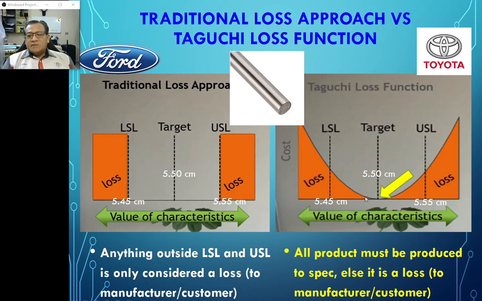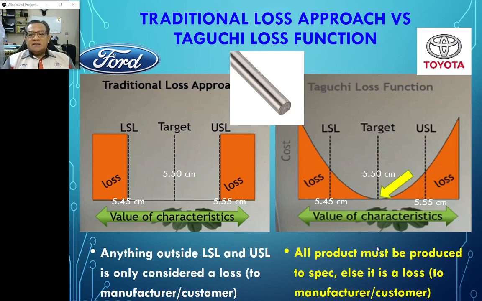Even a deviation as small as 5.48 is still considered a loss to the customer. If it is slightly bigger, it is still considered a loss. So the loss to the customer is still measured, even though it deviates slightly. Whereas in the older approach you can deviate very much and still have no loss until above 5.55, and if you deviate to become smaller, it's still not a loss until it is smaller than 5.45.